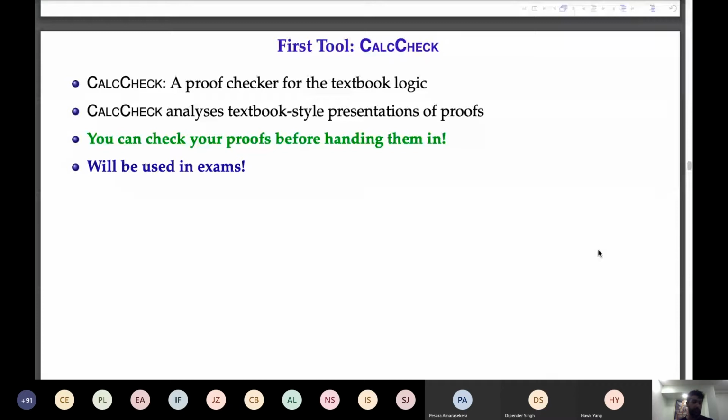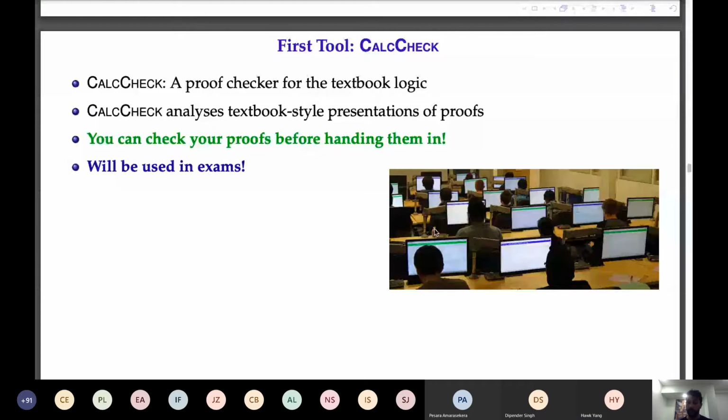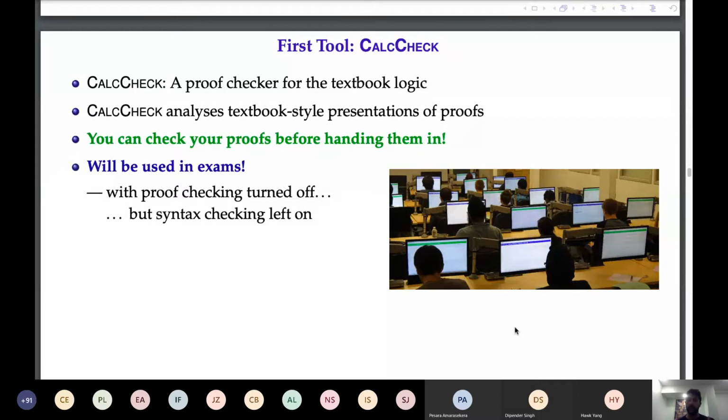Besides MS Teams and Avenue, CalcCheck is the primary interface between the instructional staff and the students. So we will use it everywhere. In previous years, we did the exams in person, and so we had students with different exams. We let them check their syntax, but they couldn't check their proof. The right-hand side would only tell them if they had typos, but it wouldn't tell them if everything else was correct or not. So it will be used in exams as much as we can.